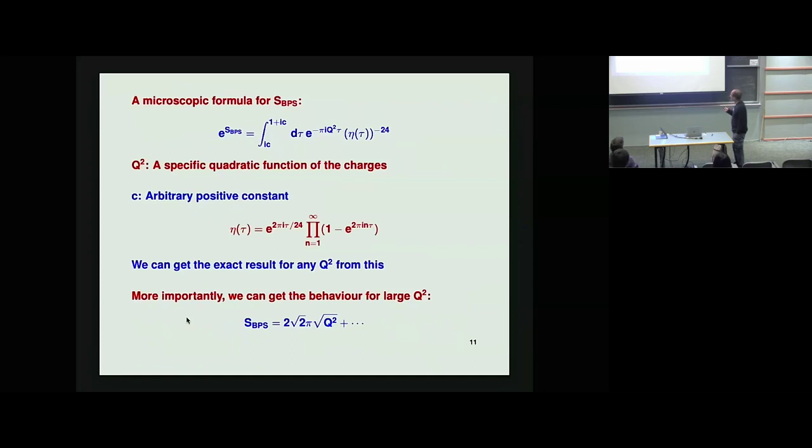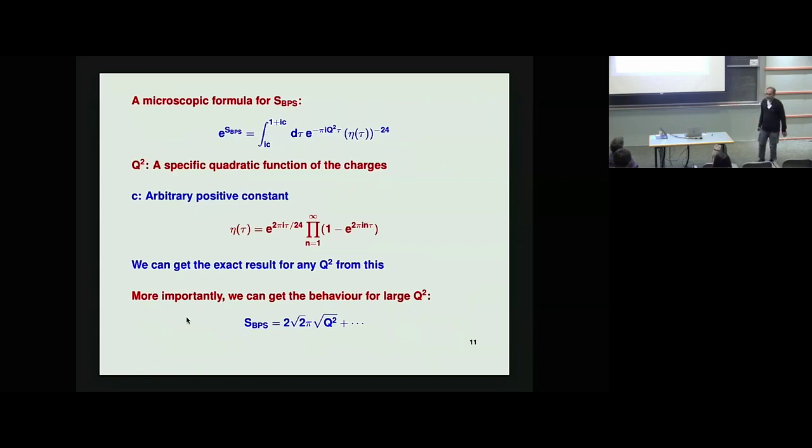Yeah, so this is the definition of the Dedekind eta function. So the point is we have the explicit expression for the eta function, and this index is essentially the Fourier coefficients of the eta function. Right? This is just taking the Fourier transform of the minus 24th power of the eta of tau. So it's very explicit. If you want to calculate the result for any particular Q square, you can just expand it out and read out the coefficients.